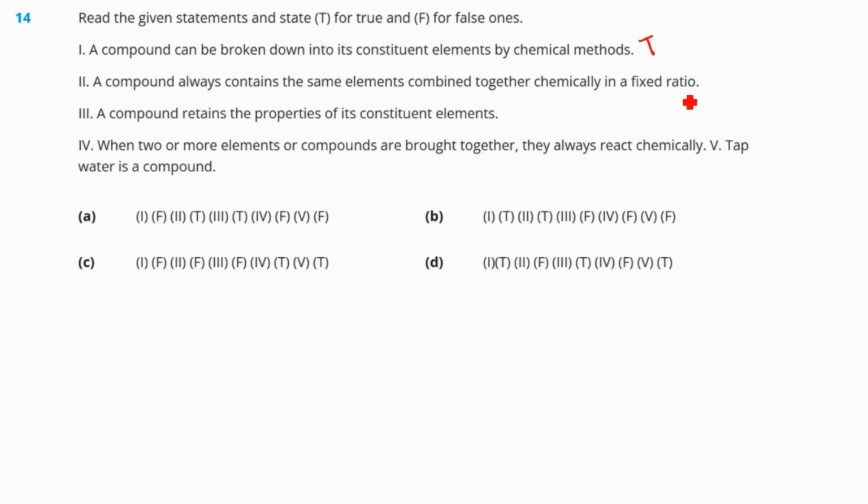Compound elements, yes, this is also true. A compound retains the property of its constituent elements. No, constituent elements can be different. The properties of a compound change when the constituent elements combine and form a compound, right? So this is false.